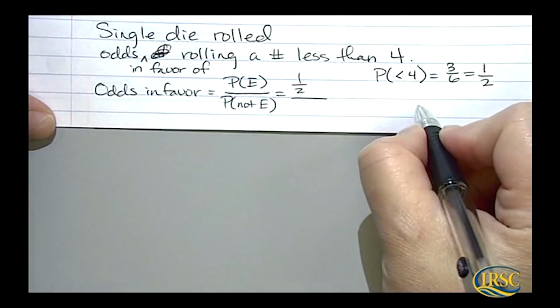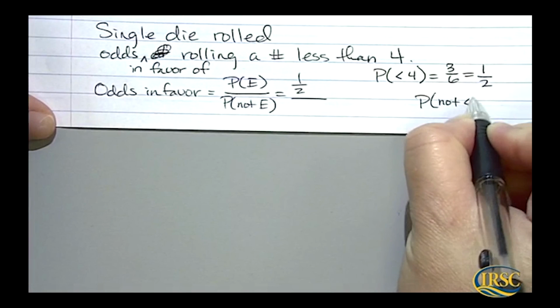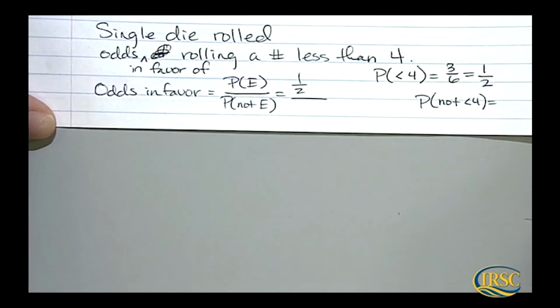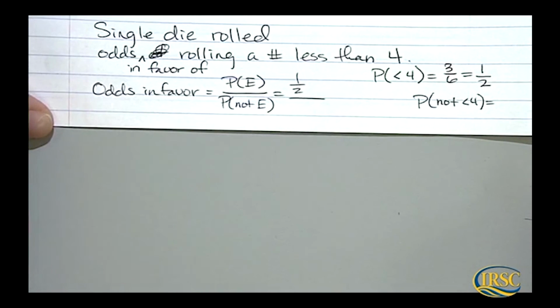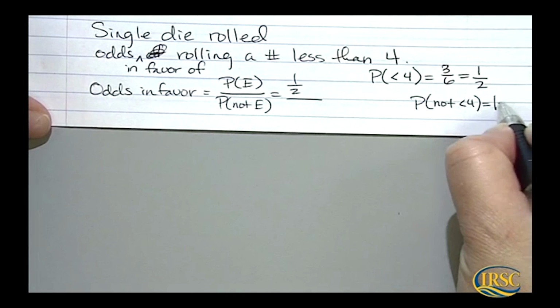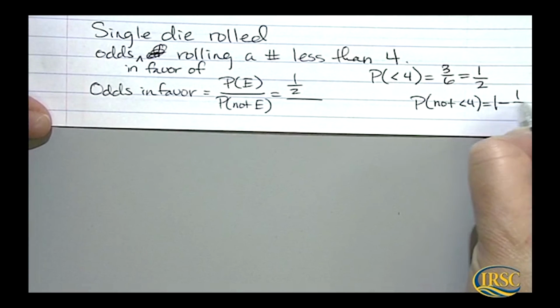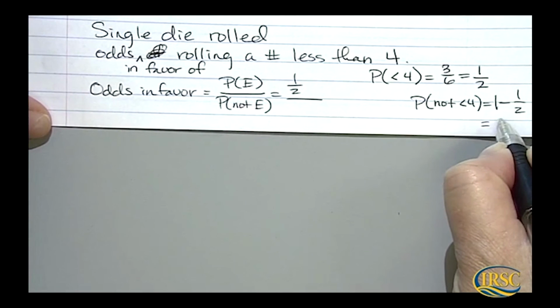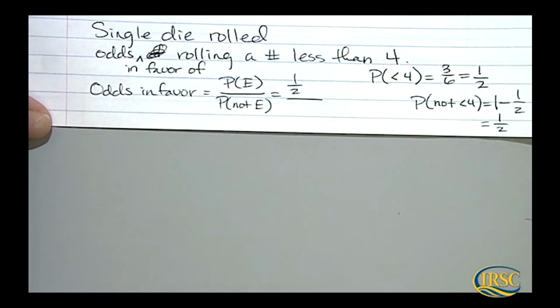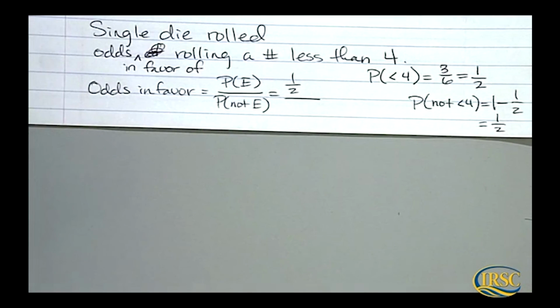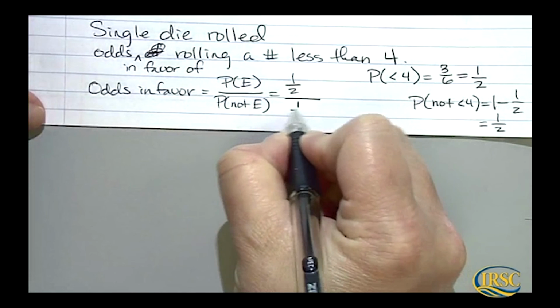So then what's the probability of not a number less than 4? This is just 1 minus the probability that it did. So 1 minus 1/2 is also 1/2. Don't overthink this one. The probability of getting a number that's not less than 4 is 1 minus the probability that it is less than 4. So 1 minus 1/2 is 1/2. So that goes in the denominator here.